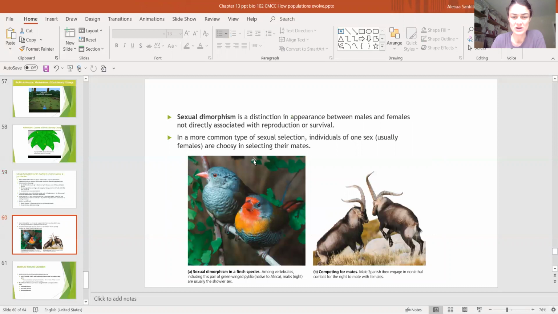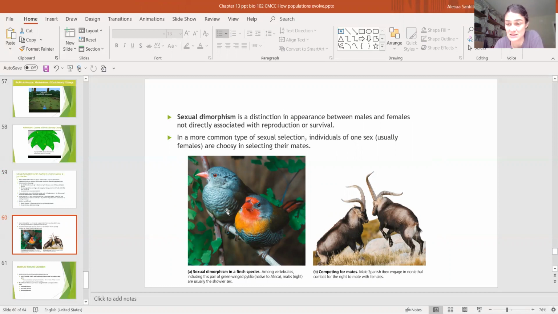Here you have an example of sexual selection and how it brings about sexual dimorphism, which is just a fancy way of saying there's a male and a female and they look different from each other, even though they're the same species. In a more common type of sexual selection, individuals of one sex, usually females, are choosy in selecting their mates.